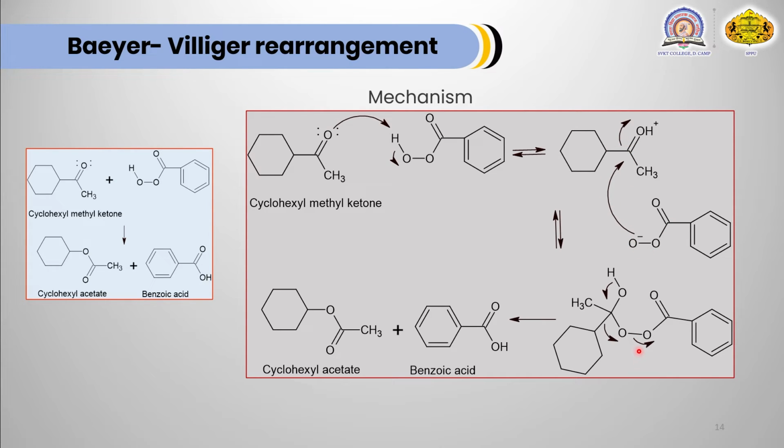This intermediate is obtained, and after obtaining this intermediate, the cyclohexyl group migrates from this carbon atom to oxygen. In this case, two groups are present, one is the methyl group and another is the cyclohexyl group. The cyclohexyl group gets priority for migration, and your final product is cyclohexyl acetate, and the side product is benzoic acid.